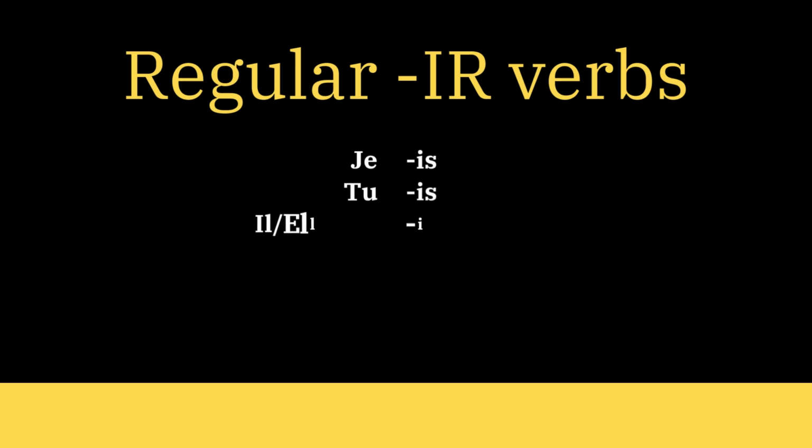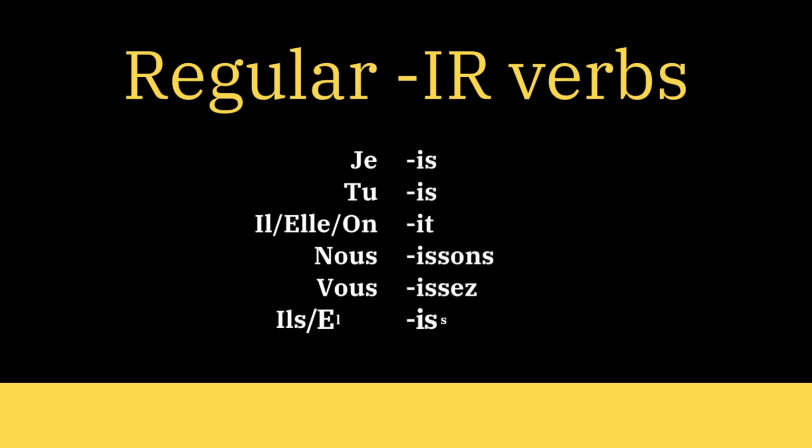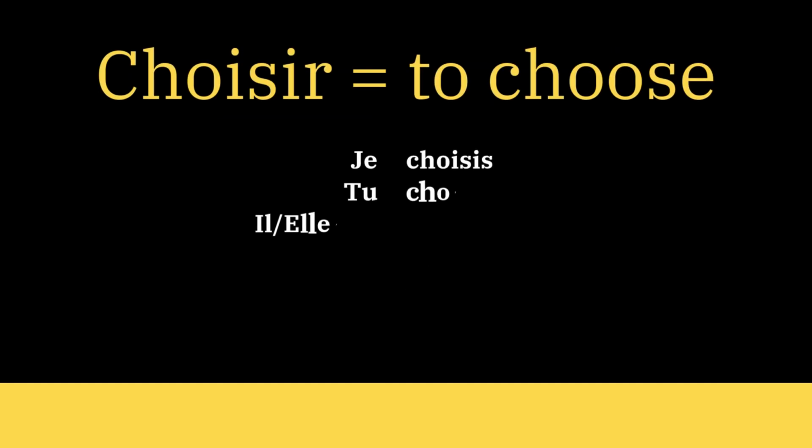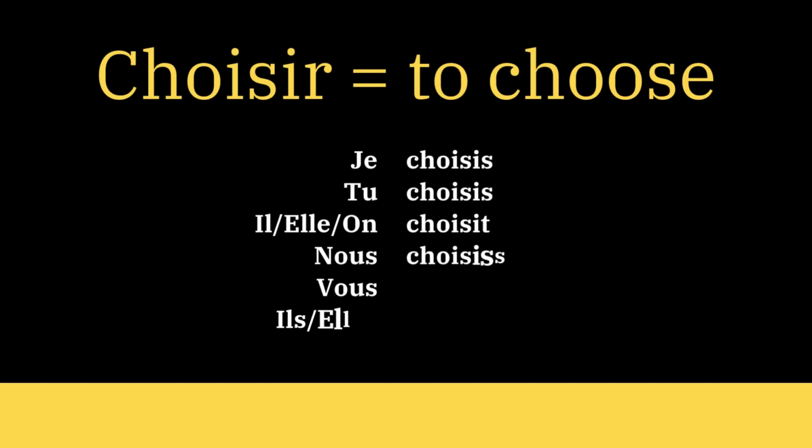Let's move on to IR verbs. You're going to do the same thing to get the root of the verb. Drop the IR, then add on these endings. For je, IS, tu, IS, il, elle, or on, IT, nous, ISSONS, vous, ISSEZ, ils, elles, plural, ISSENT. Here's your example. Choisir, to choose.